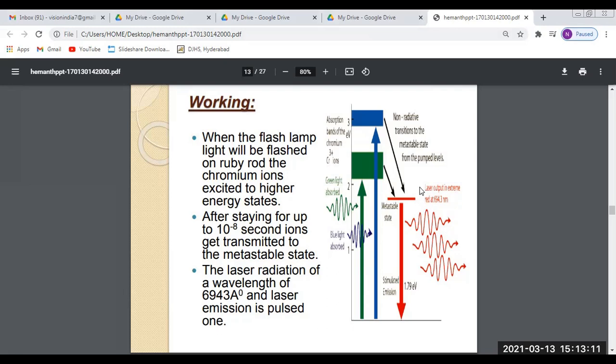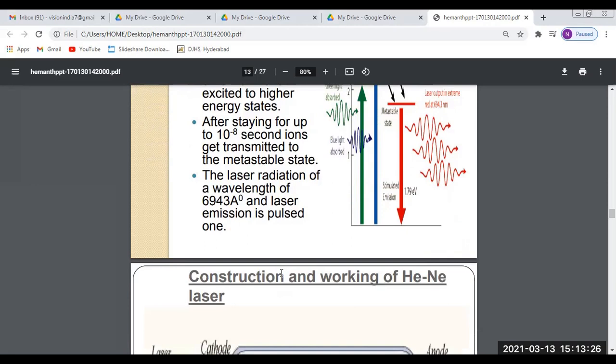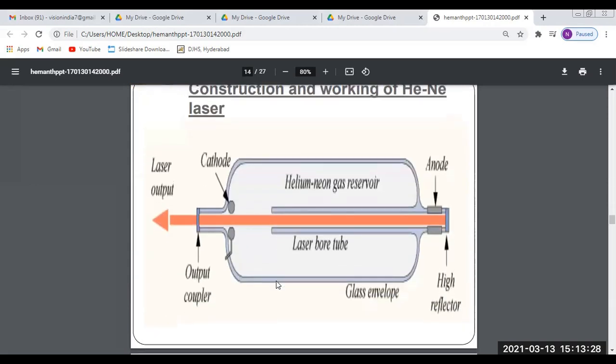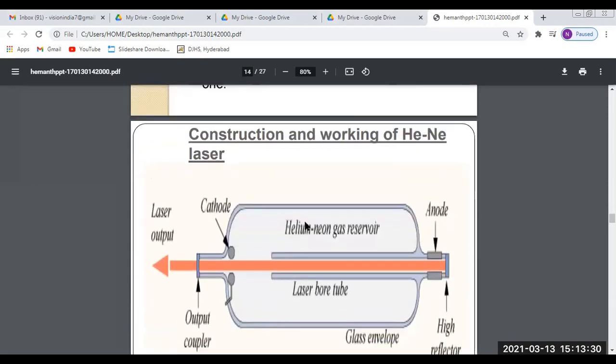694.3 nanometer, or we say 6943 angstrom, and the emission is a pulsed one. It is not a continuous laser; whatever laser beam is emitted is in pulsed form, right? So that is about the ruby laser, and now what is the gaseous laser?